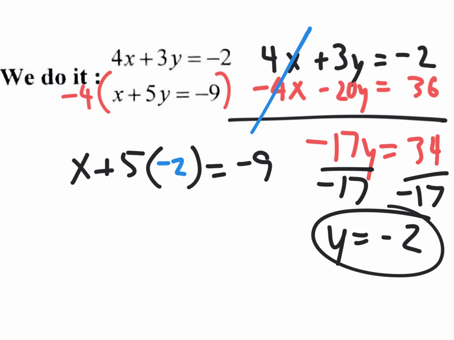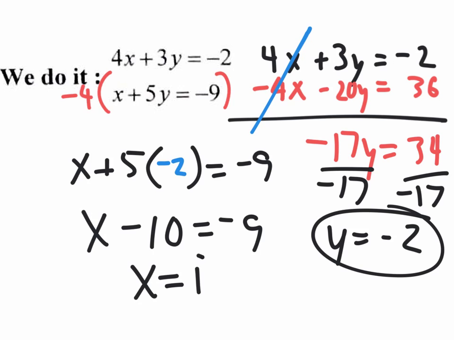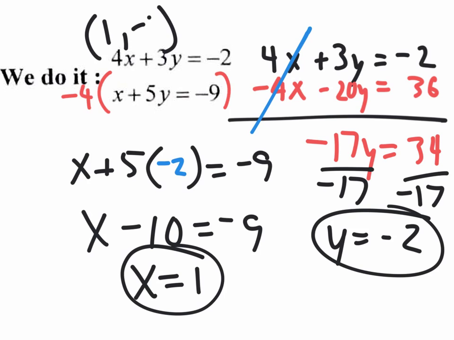So I rewrote the equation. I plugged in negative 2. I really have x minus 10 equals negative 9. And if I add 10 to both sides, what do I get? 1. x equals 1. Ladies and gentlemen, the answer to this system is (1, negative 2).